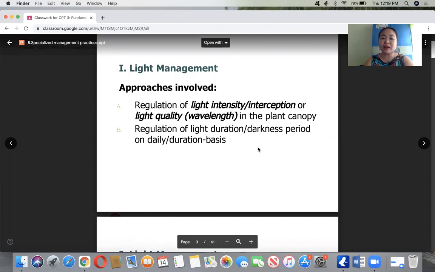So there have been a lot of technologies available, studied and experimented using different sources of light, colors of lights, and technology in the lighting aspect that would enhance maximum growth potential of plants, especially in a greenhouse and in urban areas or controlled atmosphere. So we also can have regulation of light duration or darkness period on a daily or duration basis.